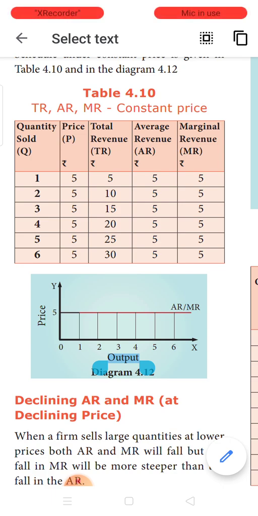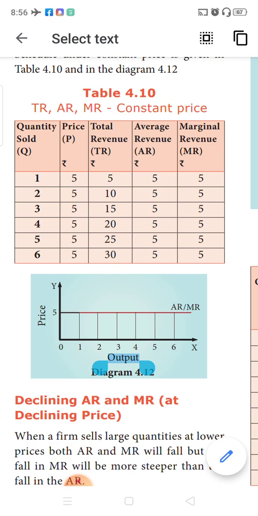Average revenue is what? TR by Q. 5 divided by 1, 5. 10 divided by 2, it is 5. 15 divided by 3, it is 5. 20 divided by 4, it is 5. 25 divided by 5, it is 5. 30 divided by 6 is also 5. So average revenue is otherwise price. You can go with that way also.